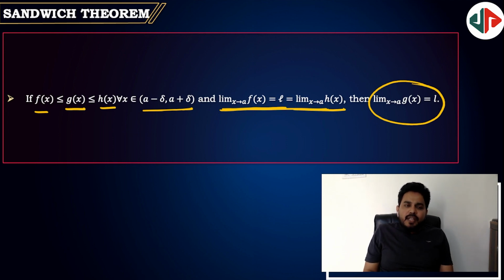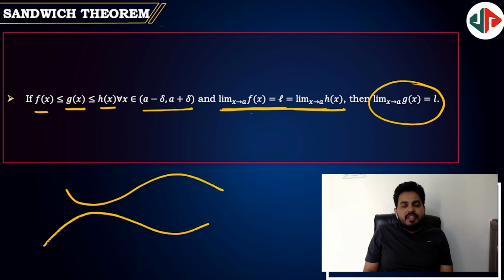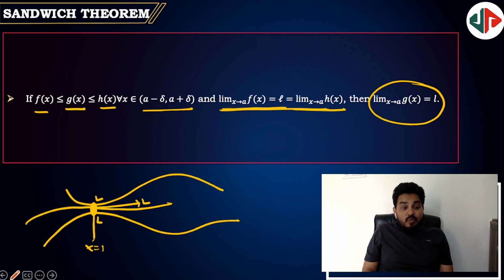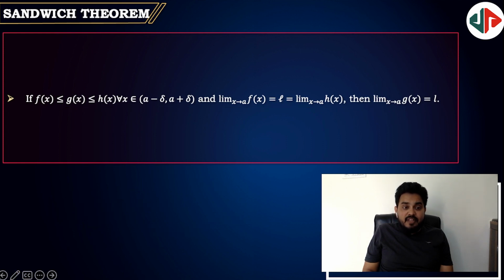Means what is the thing is, this is h of x, this is f of x, and g of x is going between them. So this is x equal to 1. When x is equal to 1, this is coming together. So it's a limit L, this limit is L. So the mid value also is going to be L. So it is a very, very important property, and most of the time we will use this one.